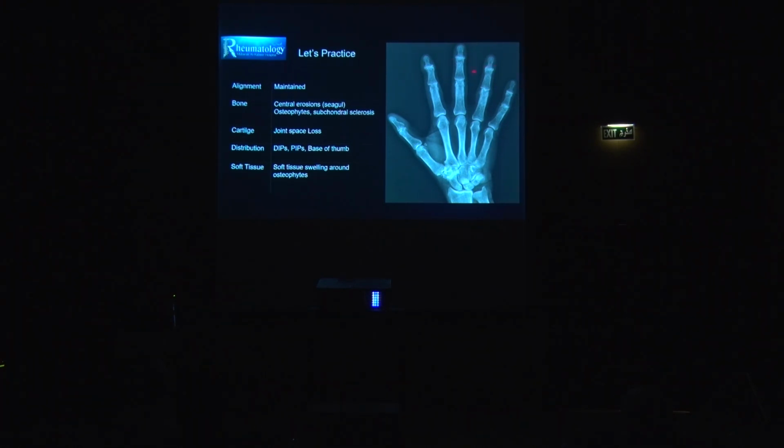So as I told you, osteoarthritis has predilection for DIP joints, also the PIP joints. And which other joint also has problems? Base of the thumb. These are all classic sites for osteoarthritis. So this patient has osteoarthritis of the hand.